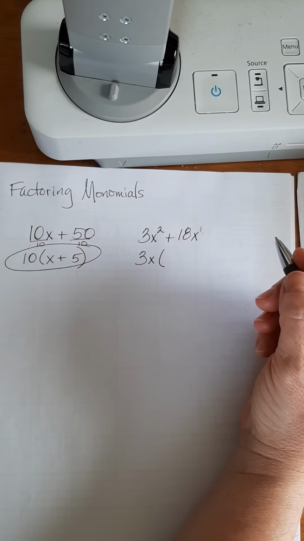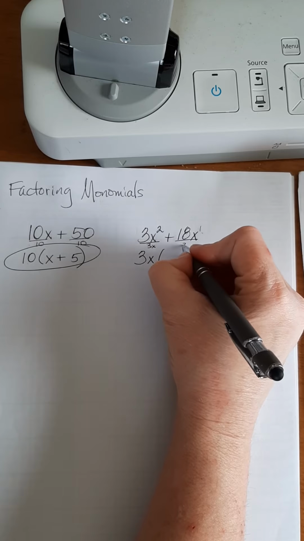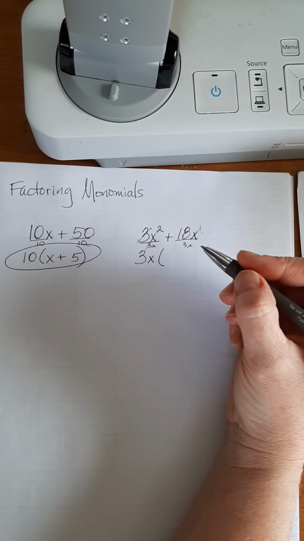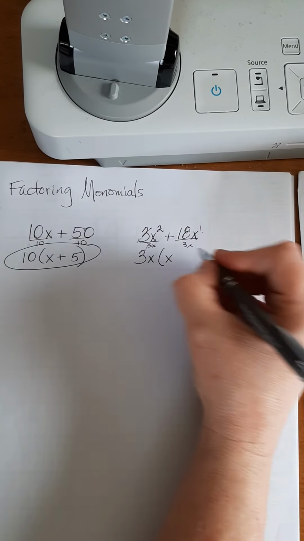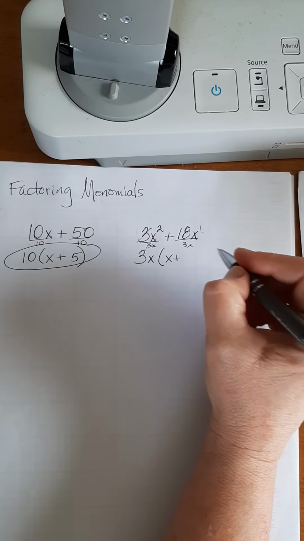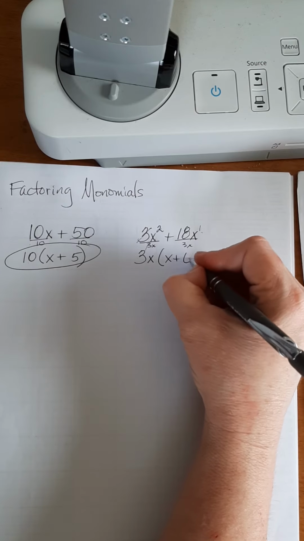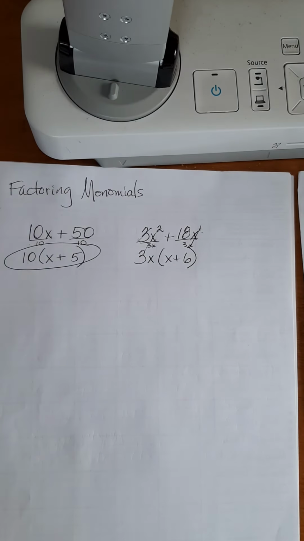So if you take out an x, that would leave you, remember if you want to show this step dividing, you can. 3 goes into 3 evenly. And then x squared divided by x, x. Bring down the plus. On this one, 3 goes into 18, 6. The x's cancel. And then you're done.